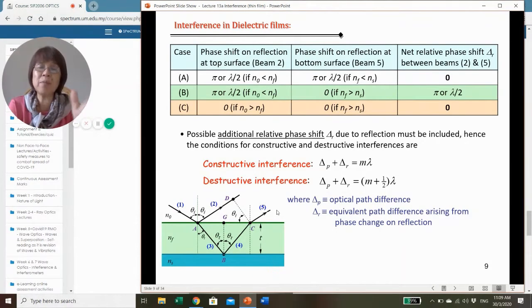So we came up with an expression for optical path difference. Now we'll need to add to that the relative phase shift that results due to reflection. So for constructive interference, the waves must be in phase. So the total path difference must be equal to m lambda, a full integer of lambda, for constructive interference. For destructive interference, it must be equal to an odd multiple of half lambda. If m is 0, you have half lambda, or you have 3/2 lambda, and so on.